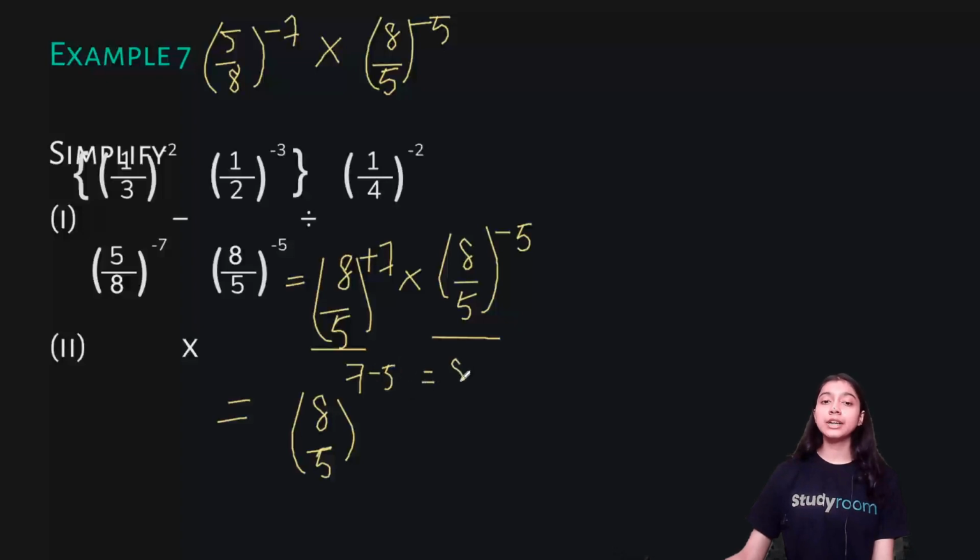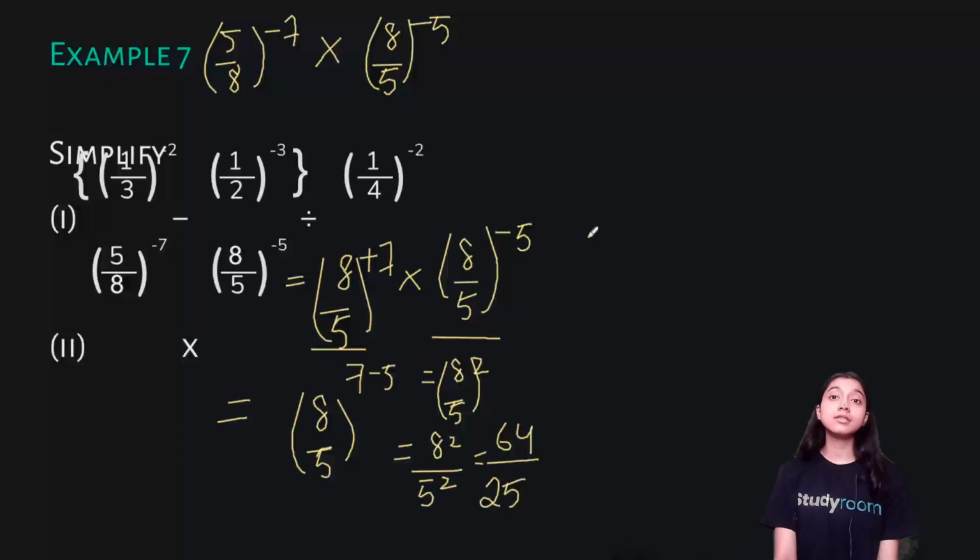So we have 8 by 5 to the power of 2. Now we can take this power separately in the numerator and in the denominator. So this gives us 8 square divided by 5 square. 8 square means 8 multiplied with 8, that is 64, and 5 square means 5 multiplied by 5, that is 25. So this is our final answer, that is 64 by 25.